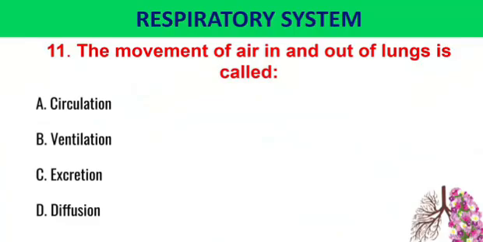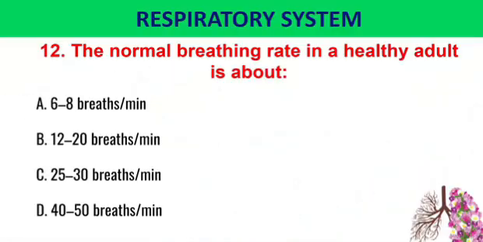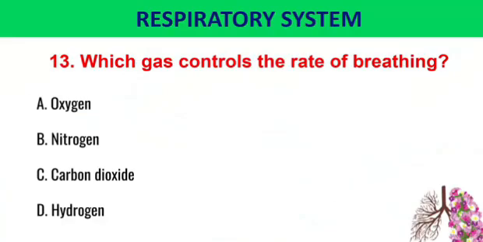The movement of air in and out of lungs is called ventilation. The normal breathing rate in a healthy adult is about 12 to 20 breaths per minute. Which gas controls the rate of breathing? Carbon dioxide.